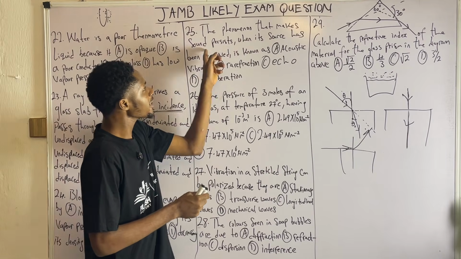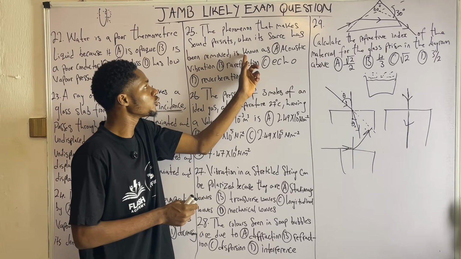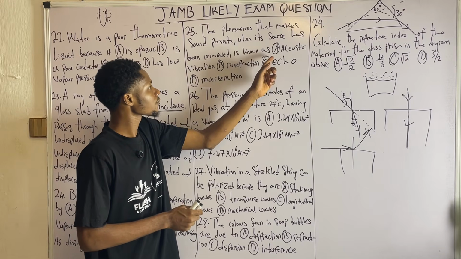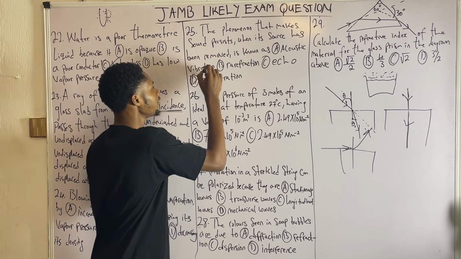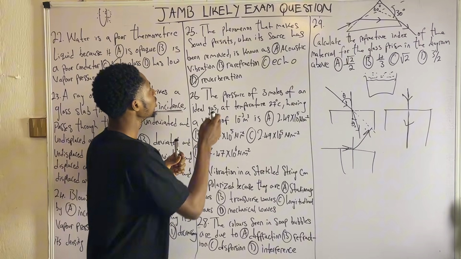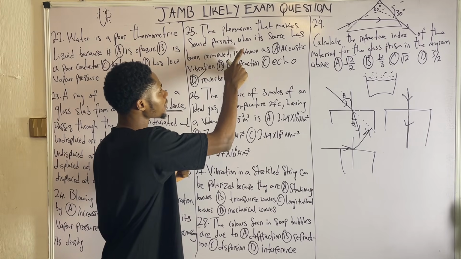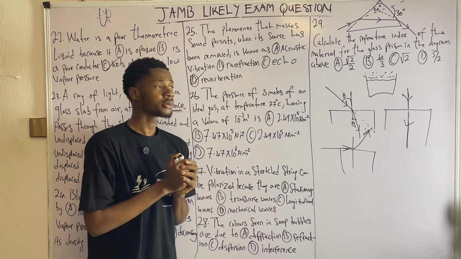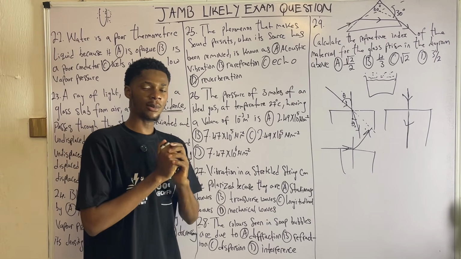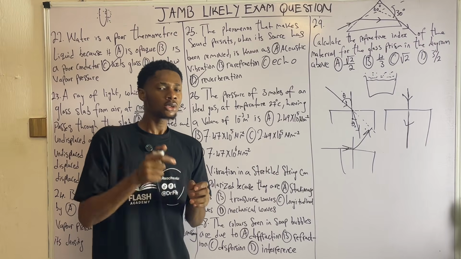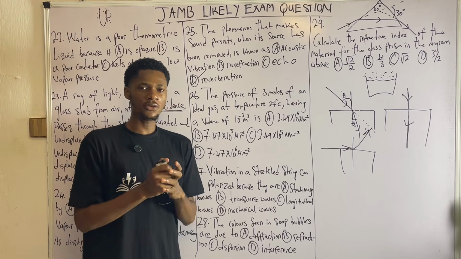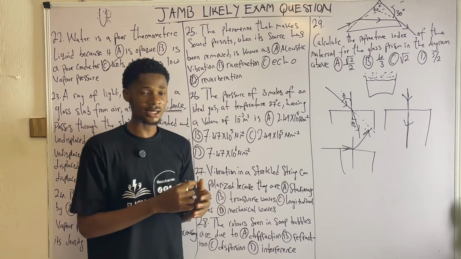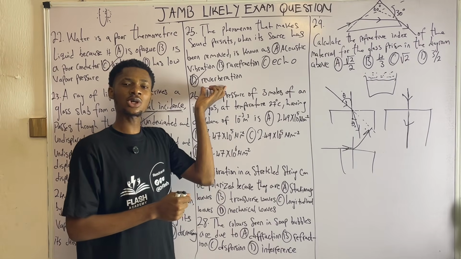The phenomenon that makes sound persist when its source has been removed is known as what? Reverberation. That is the phenomenon that makes sound persist when the source has been removed. Now take note, there's a difference between reverberation and echo. In fact, look for it by yourself. Or let me just tell you now, reverberation is actually faster.